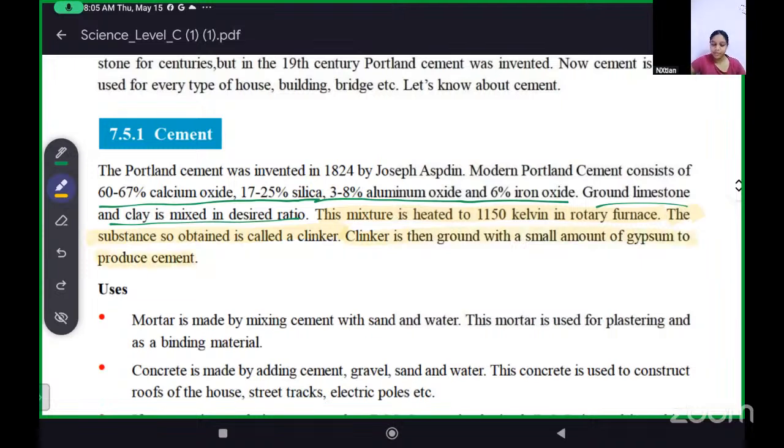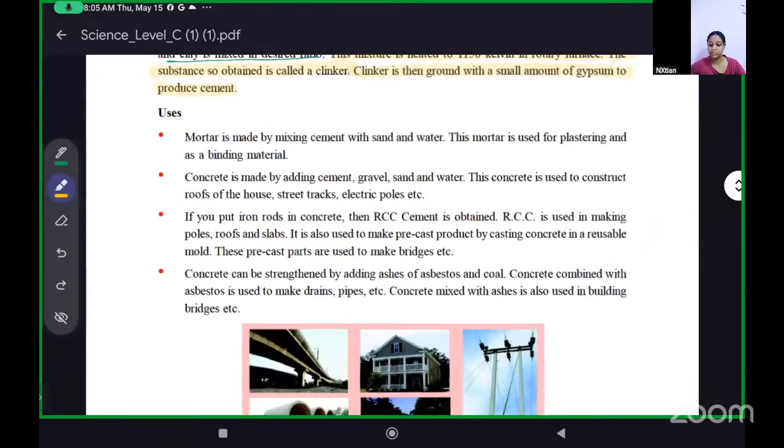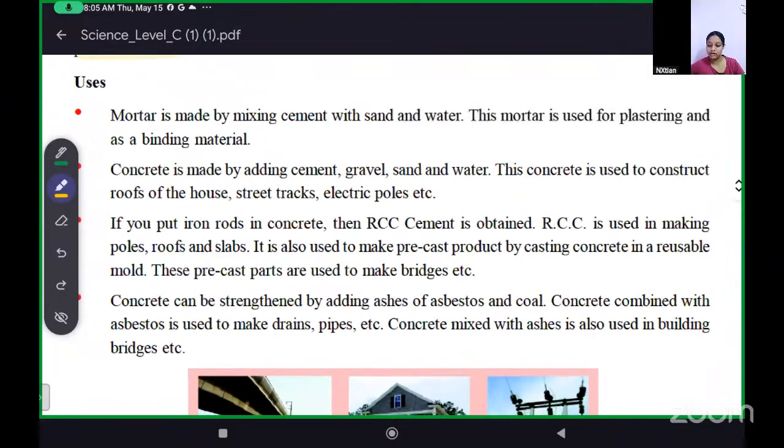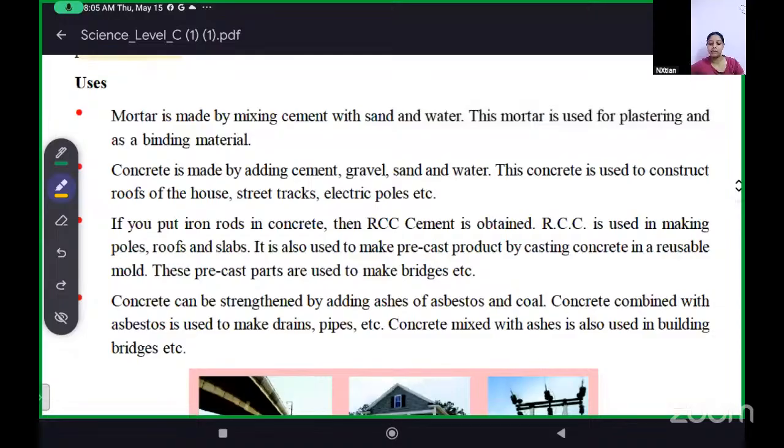Then, what are the uses of cement? Mortar is made by mixing cement with sand and water. This mortar is used for plastering and as a binding material between the bricks.